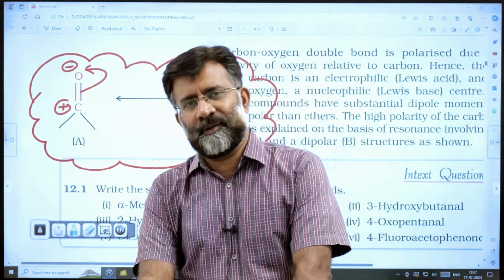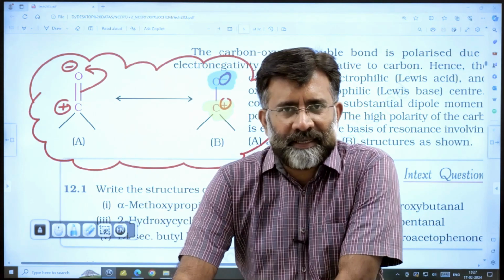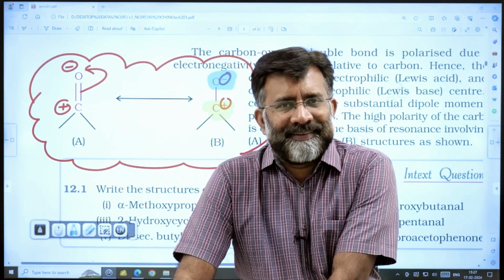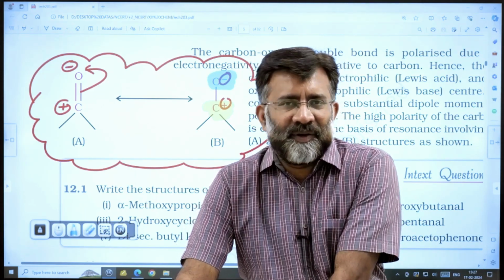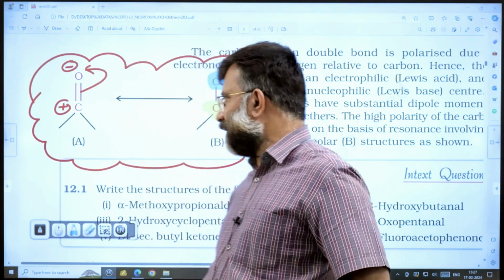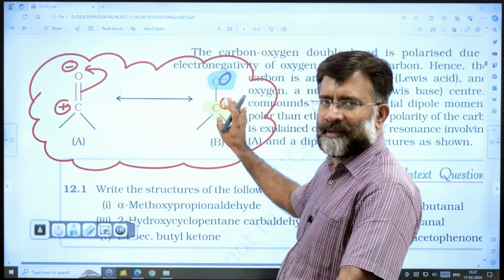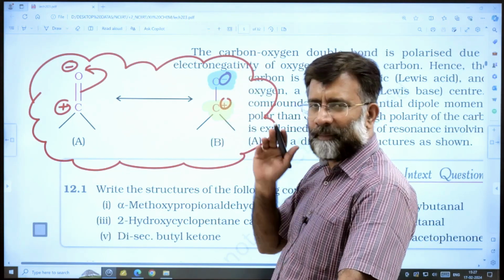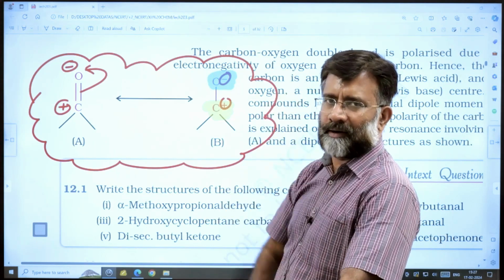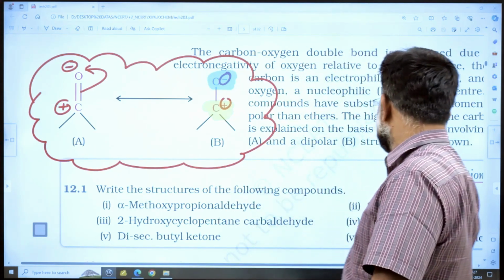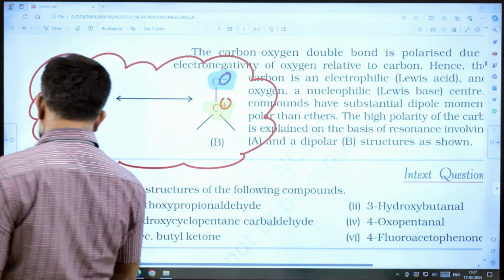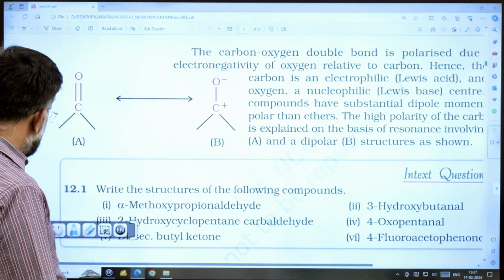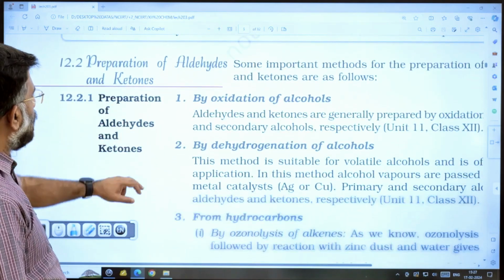Which is more reactive? Is it the C plus electrophilic center or the O minus nucleophilic center? No doubt it is the C plus electrophilic center, because it does not have an octet. It is an electron deficit center and hence it is more reactive, while oxygen is happy there, having an octet of 8 electrons. It is comfortable. So that is about the structural details of the carbonyl system and the naming, etc.